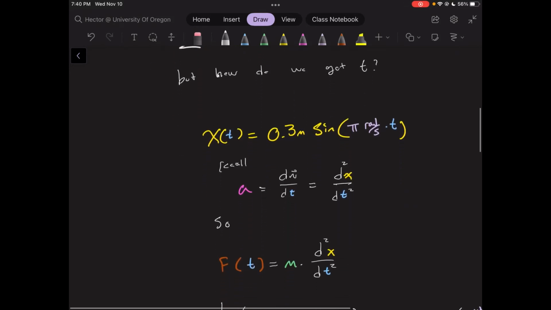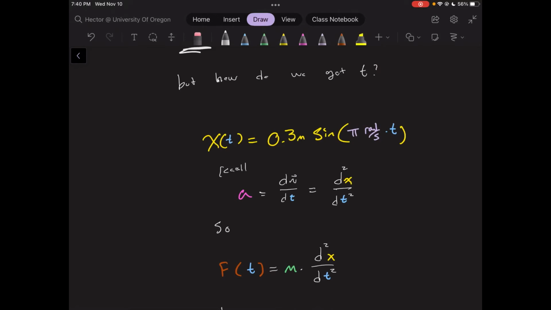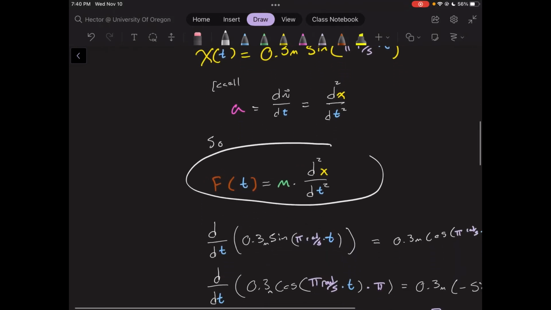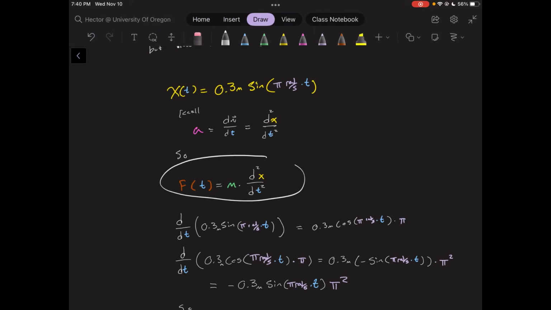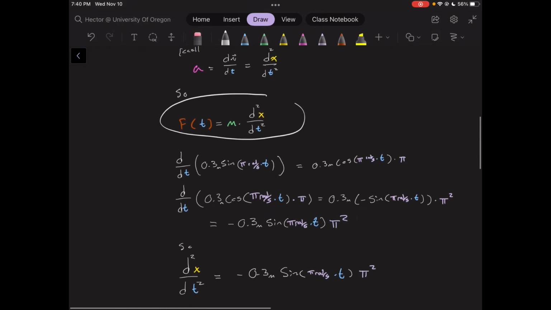Going back to our equation, we can remember that the derivative of position is velocity, and the derivative of velocity is acceleration. So the second derivative of position with respect to time gives us our acceleration. We can write it down like this: force is equal to mass times acceleration, or the second derivative of our position with respect to time. Going through that derivation, it's pretty simple. It's a regular old sine, so sine to cosine to negative sine and on and on.